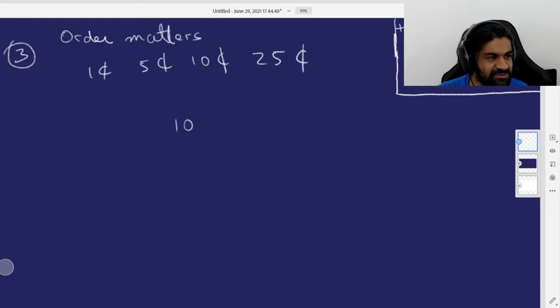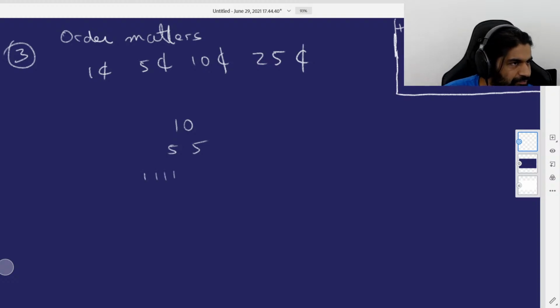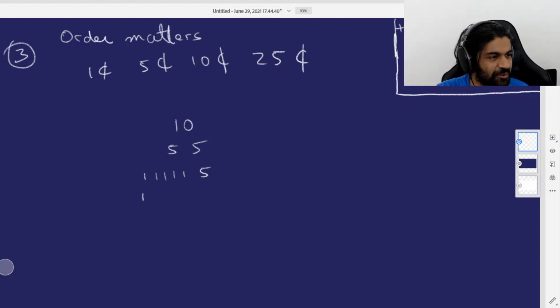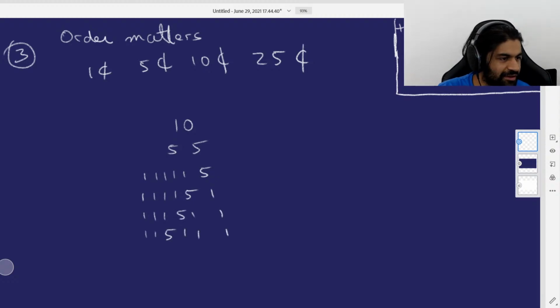So this is going to be 10, that's one way, right? 5, 5, that's another way. But then you could do like 1, 1, 1, 1, 1, 5. But then you can put the 5 wherever. So you could also do 1, 1, 1, 1, 5, 1, 1, 1, 1, 5, 1, 1, 1, 1, 5, and so on. There it is. 1, 2, 3, 4, 5, 6, 7, 8. Uh-oh. What happened?